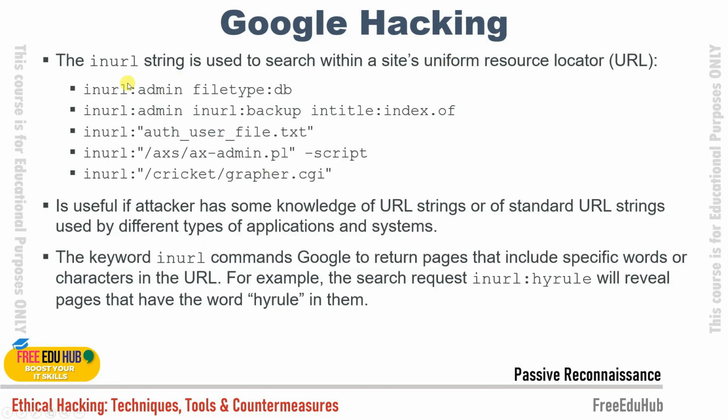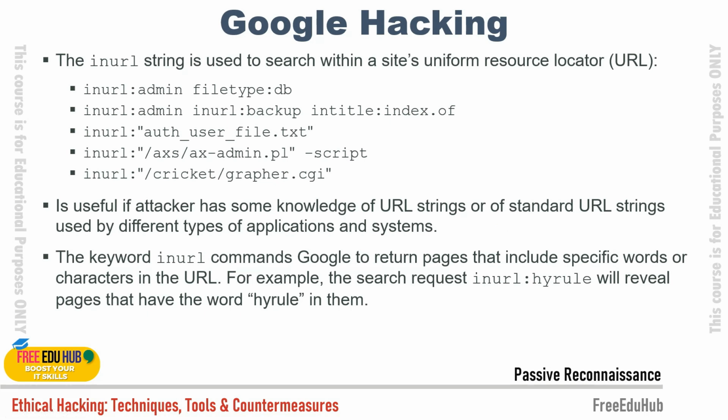Now in URL, for example, in the string, if they are typing something written as admin and the file type is a database, it returns the results. So you'll get the results for that. In URL, if they type admin and then type for any kind of backup they are maintaining, in index of user information, any kind of scripts they are using or CGI scripts, all that information can be displayed by Google itself. It is useful if the attacker has some knowledge of the URL string or the standard of the URL string used by different types of applications and systems.